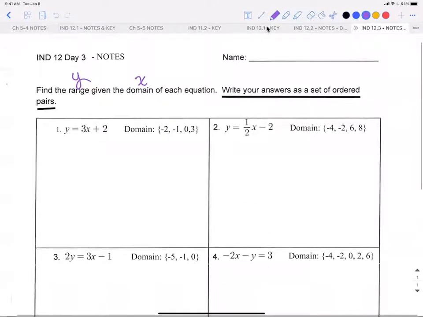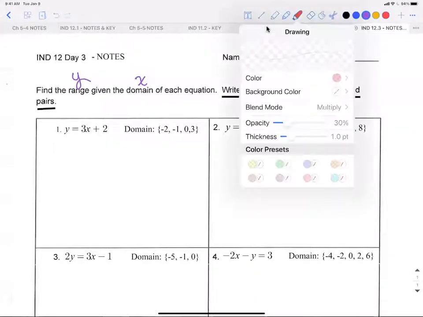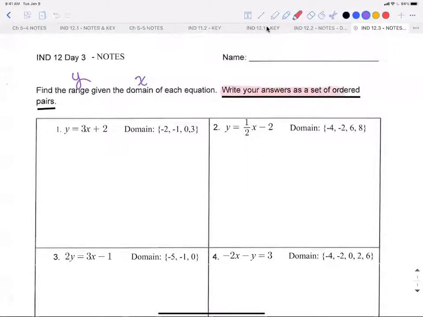And notice, and I have it underlined here, it says write your answer as a set of ordered pairs. What's another way to say a set of ordered pairs? A relation. So if you see in your directions, if it says write your answer as a relation, it means write it out as a set of ordered pairs. So our final step for each one of these, once we find the range, is we're going to write it out as a set of ordered pairs.